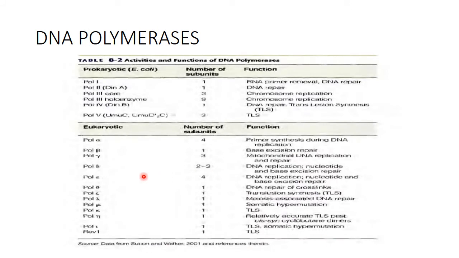These are the different types of DNA polymerases which you can study, and all the polymerases have their specific functions. This table will help you to create a better understanding of the types of DNA polymerases in eukaryotes and prokaryotes, along with their number of subunits and their specific functions in the process.